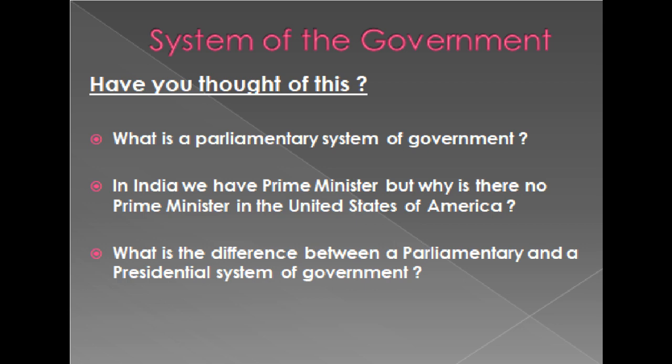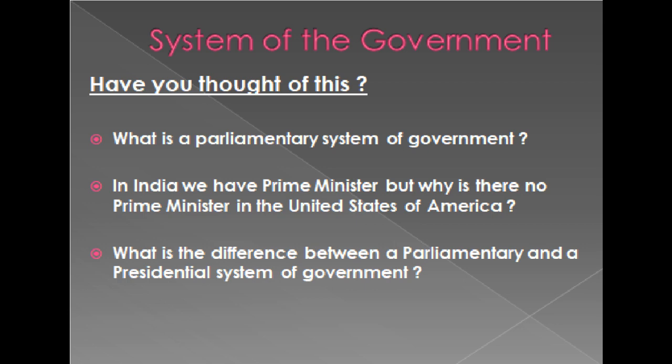So what basically is a parliamentary system? In a parliamentary system of government, the executive branch of government, executive meaning the one who executes the law, has the direct or indirect support of the parliament. This support is usually shown by a vote of confidence. The relationship between the executive, the one who executes the laws, and the legislature, the one who makes the law, in a parliamentary system is called a responsible government.